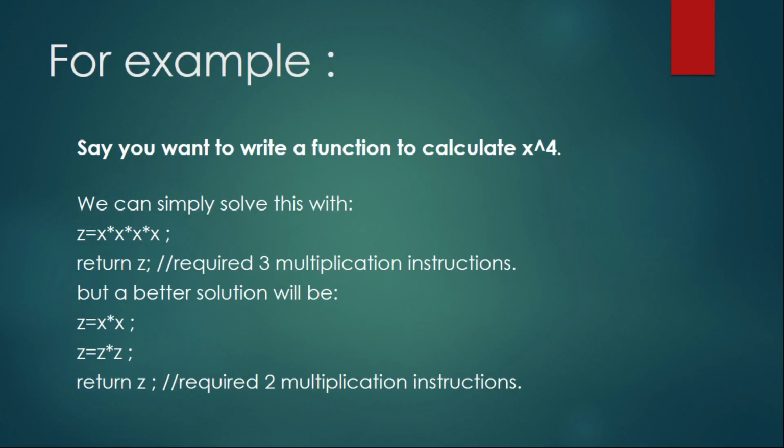Let's take an example. Say you want to write a function to calculate x to the power 4. There are two solutions shown here. The first one required 3 multiplication instructions, whereas the second one required 2 multiplication instructions. In this example, one instruction did not seem to make a difference. But if you had to solve the problem for a few million test cases, then you saved yourself a few million instructions and thereby reduced your execution time correspondingly. Using such clever techniques is just a small part of competitive programming. Thus, devising new and better algorithms is crucial for competitive programming.